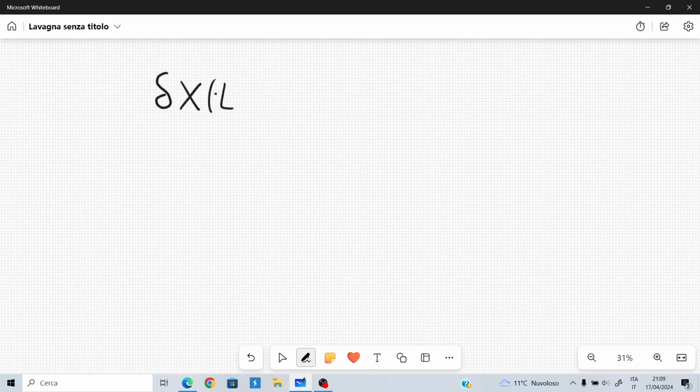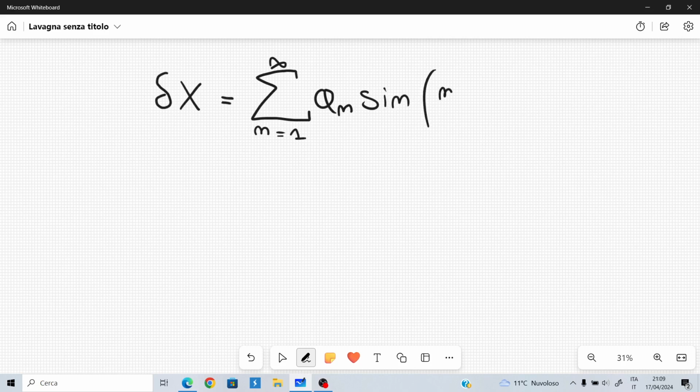This is a function of time, if you want, but I will just write it delta x for simplicity. Well, we can write down a series expansion of this, so we can write a summation over n from 1 to infinity. We have some coefficients that in principle we have to calculate. We don't know these coefficients. And then we have the sine, for example, of n pi (t minus ti) divided by (tf minus ti). So we write down delta x as an expansion. And why did they choose this kind of expansion?